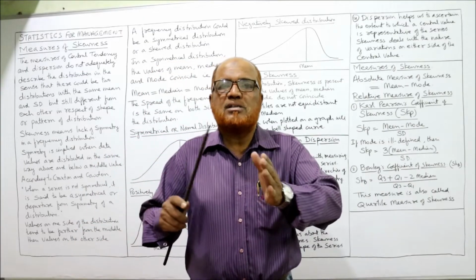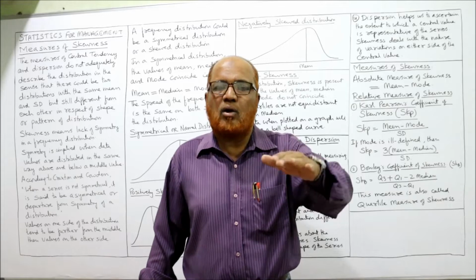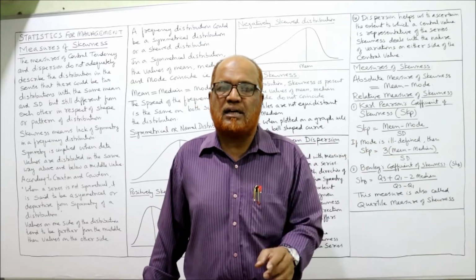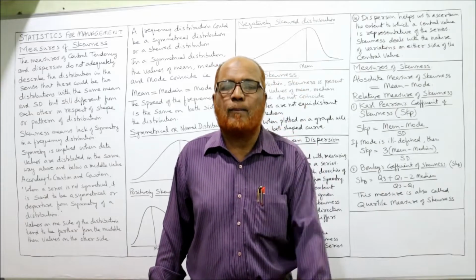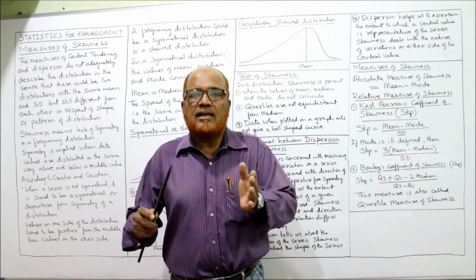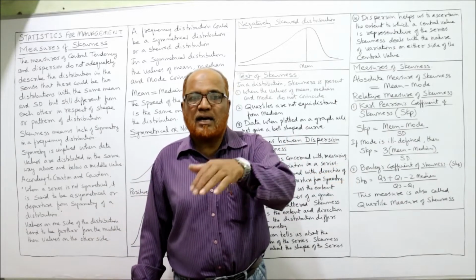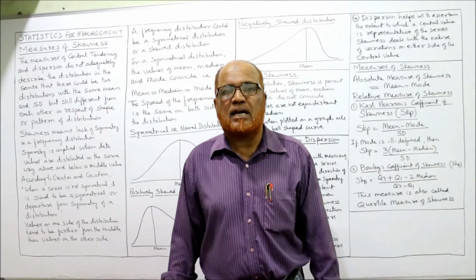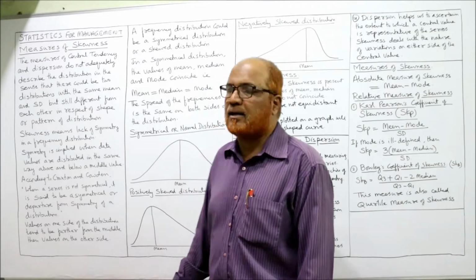Symmetrical distribution means equal items are lying on the left side and right side of the median, the central value. That is called symmetrical. Skewed data means the items will not be equal. On one side more data, on the other side less data. Then we can say it is skewed or asymmetrical data.